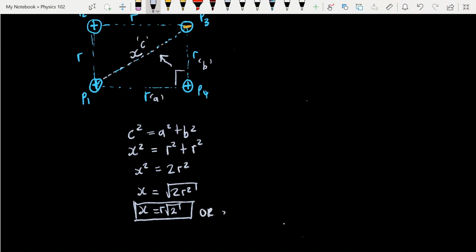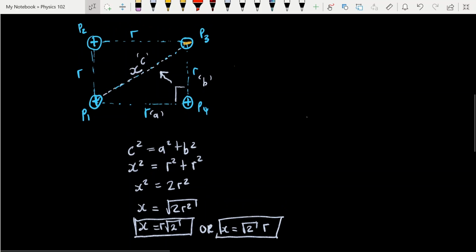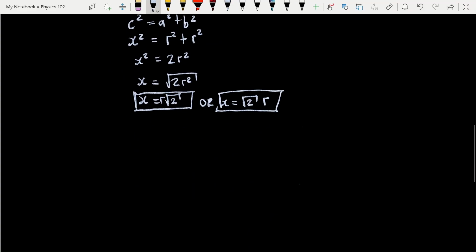Or I could say X is equal to root 2 of R. This one looks a bit weird written like that, but R root 2 makes more sense. So that means I could say my X, which I could label C somewhere here, is equal to R root 2. I'm done. Then I'll go to part B.